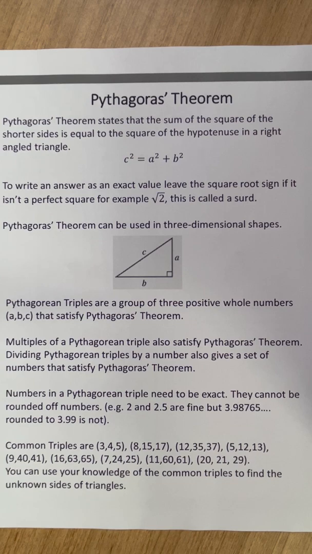We also have Pythagorean triples, which are groups of three positive whole numbers that satisfy that theorem. So they're three side lengths that always create right angle triangles.